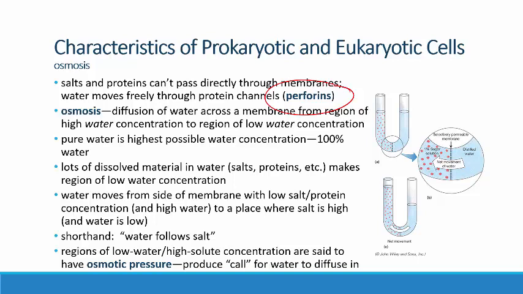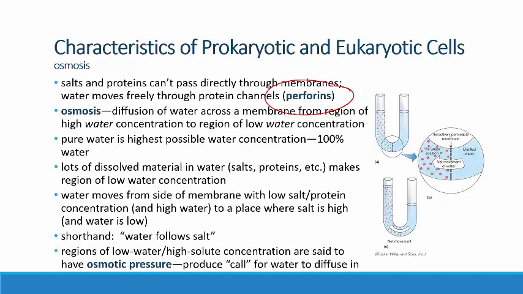So if the salts can't move, if what we normally think of as the solute can't move from its region of high concentration to its region of low concentration, well then the water can move. And osmosis then is just the diffusion of water from a region of high water concentration to a region of low water concentration. This is a concept you should have picked up already in either BIO275, 163, or 168. So hopefully you've learned this already, and you're just learning it the second time.